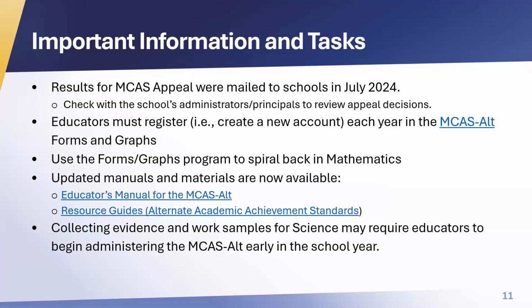Just a little housekeeping for everybody today. Talk about some important information and tasks. Please know that if there was a score appeal submitted for preliminary results for an MCAS-Alt, those score appeal results or information were mailed back to schools in early July. The school administrator or principals should have received those appeal decisions.